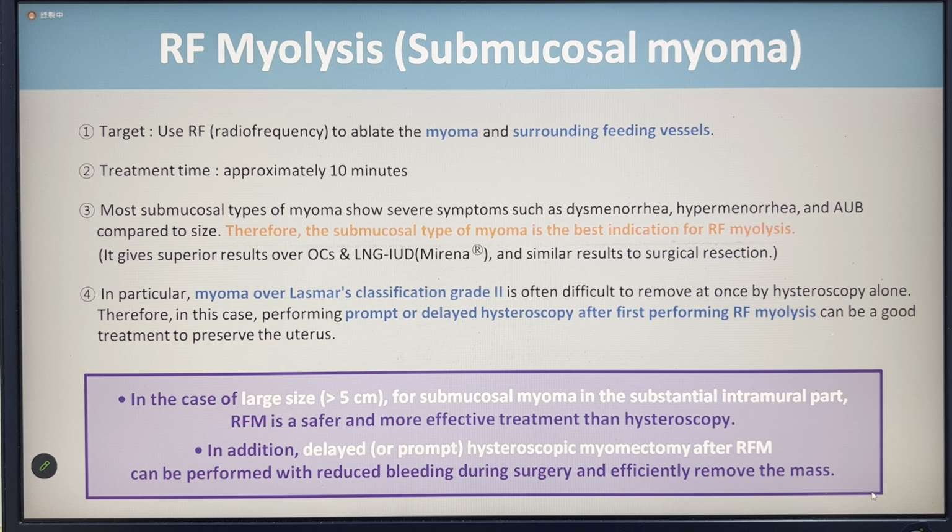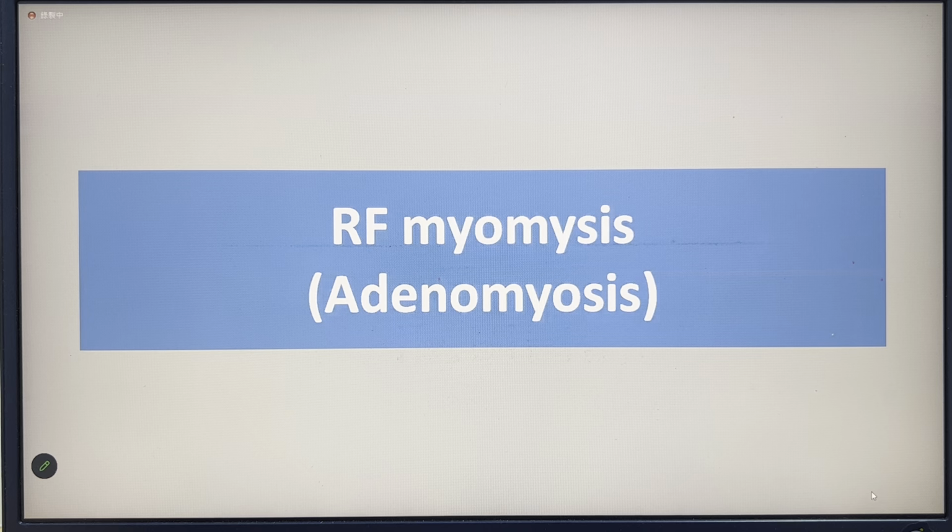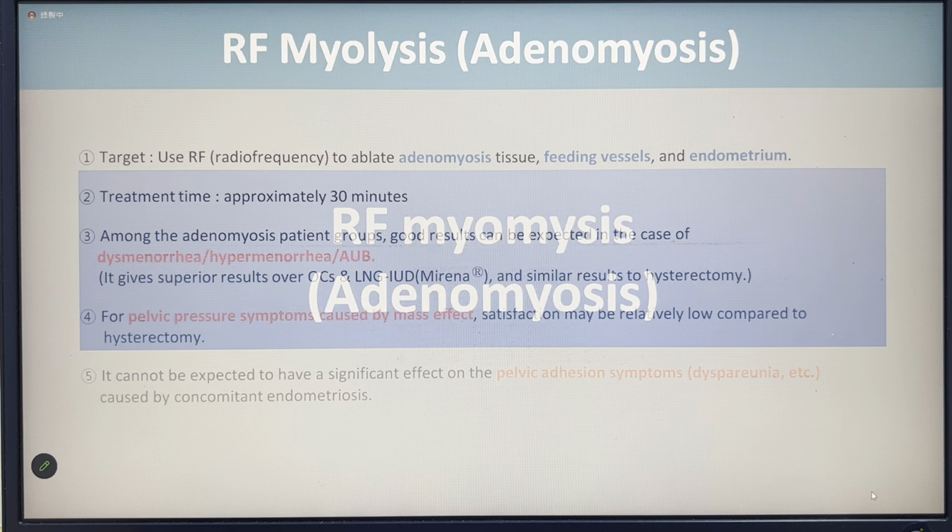Therefore, in this case, performing prompt or delayed hysteroscopy after first performing RF myolysis can be a good treatment to preserve the uterus. In the case of large size or submucosal myoma with a substantial intramural part, myolysis is a safer and more effective treatment than hysteroscopy. In addition, delayed or prompt hysteroscopic myomectomy after RF myolysis can be performed with reduced bleeding during surgery and efficiently remove the mass.